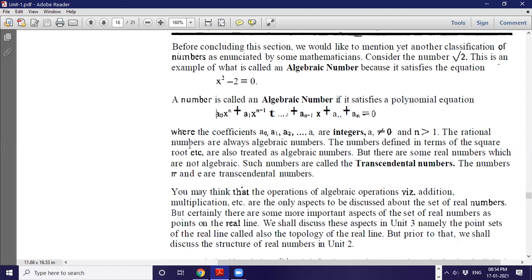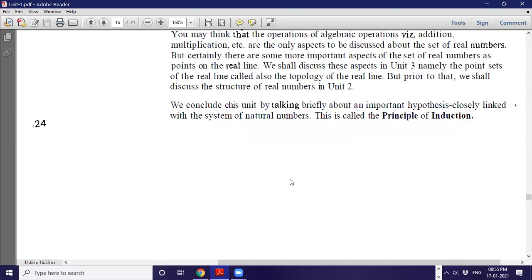The rational numbers are always algebraic numbers. The numbers defined in terms of square roots are also treated as algebraic numbers, but there are some real numbers which are not algebraic, and they are known as transcendental numbers. Like pi and e, they are transcendental numbers.